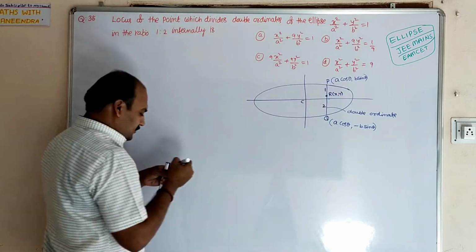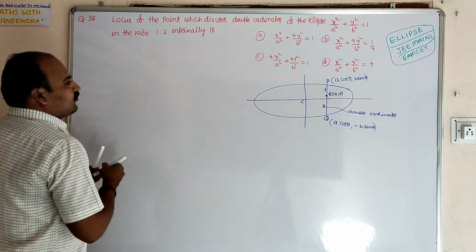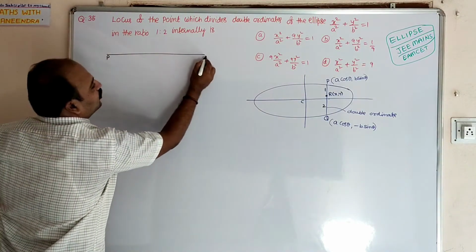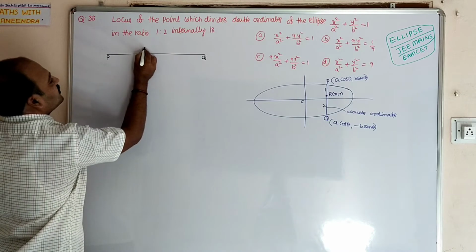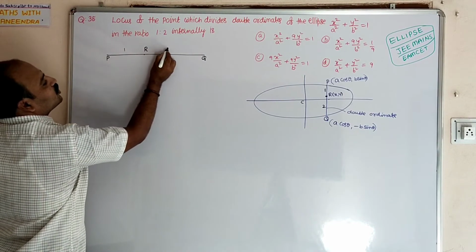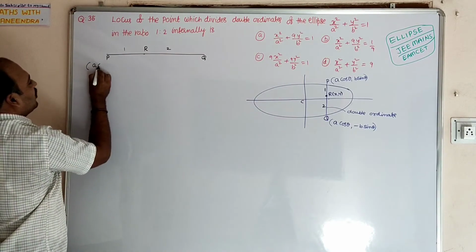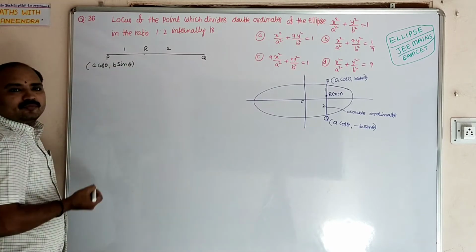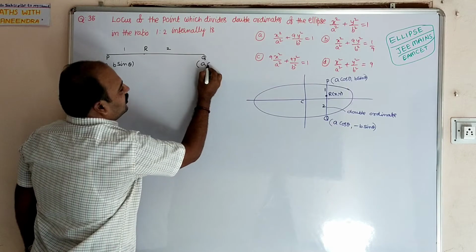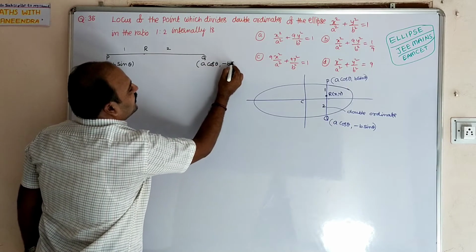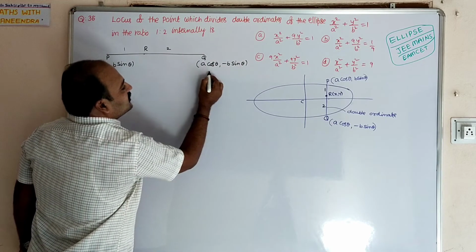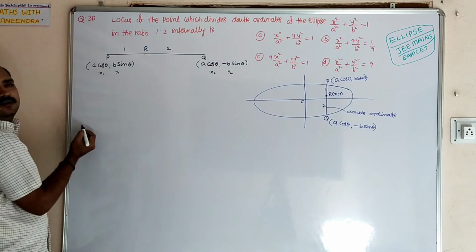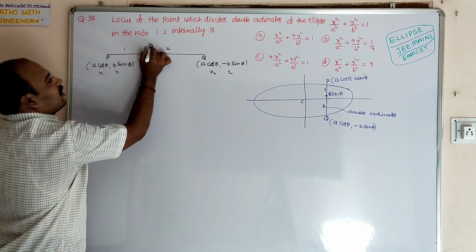This figure I am separately drawing. So this is P, this is Q. Here the point is R, 1:2 ratio. This is a cos theta, b sin theta, and Q is a cos theta minus b sin theta. This I am assuming that x2 y2, this I am assuming that x1 y1. This is the required point R of x comma y.